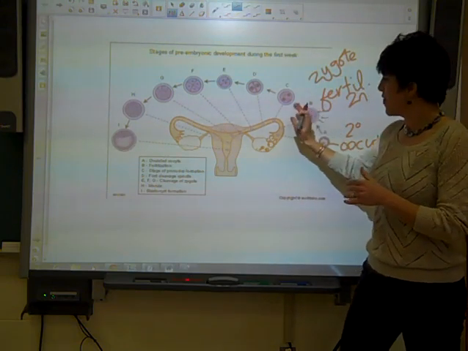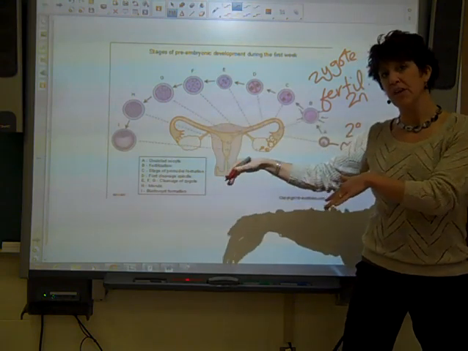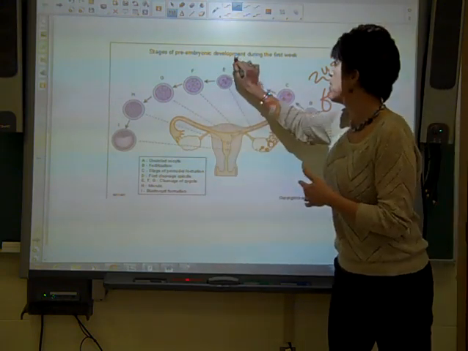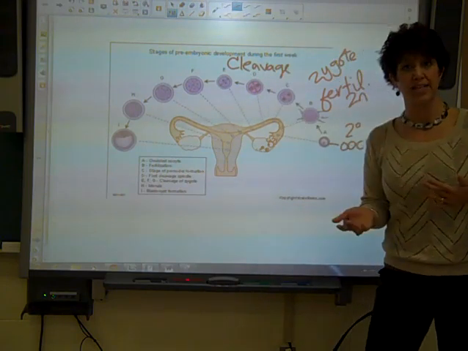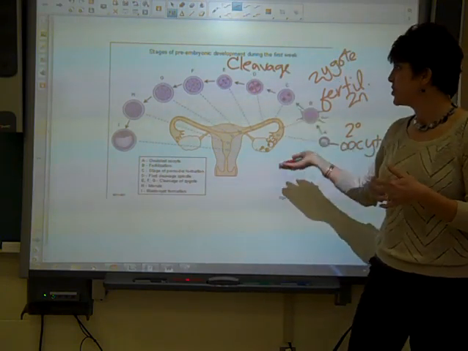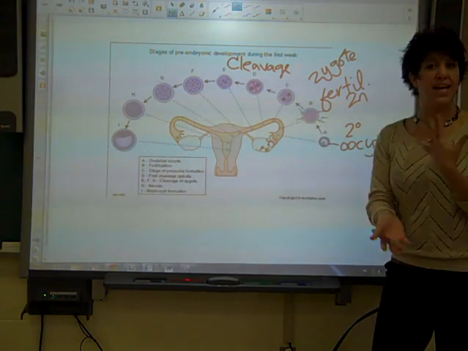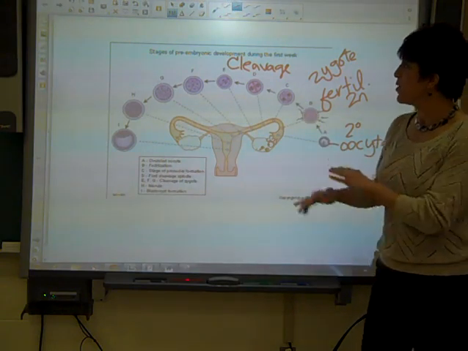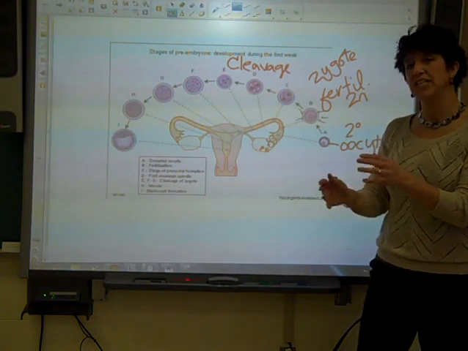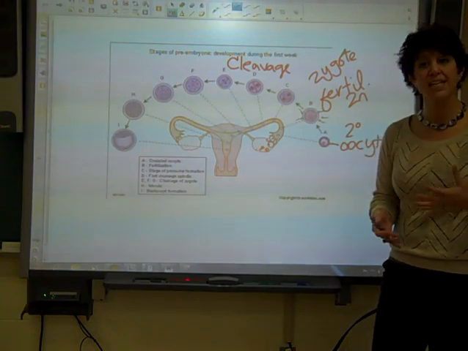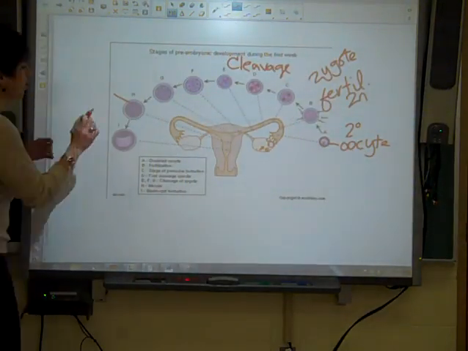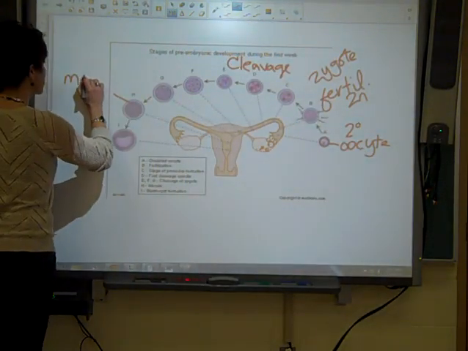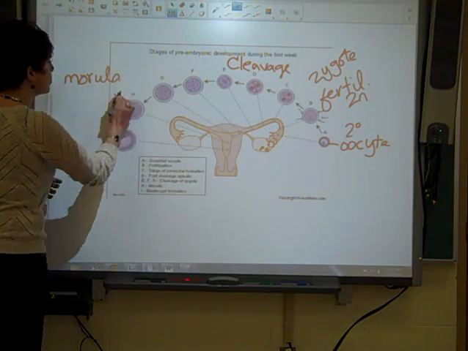The zygote then continues to travel down the oviduct, and it's now going through a process called cleavage. Cleavage is mitosis. It is dividing and becoming 2 cells, and then 4 cells, and 8 cells, and so on. So this mitotic cell division, it doesn't really increase that much in size, but it's gaining in cell number. And eventually it forms a large mass of cells. That is called a morula.